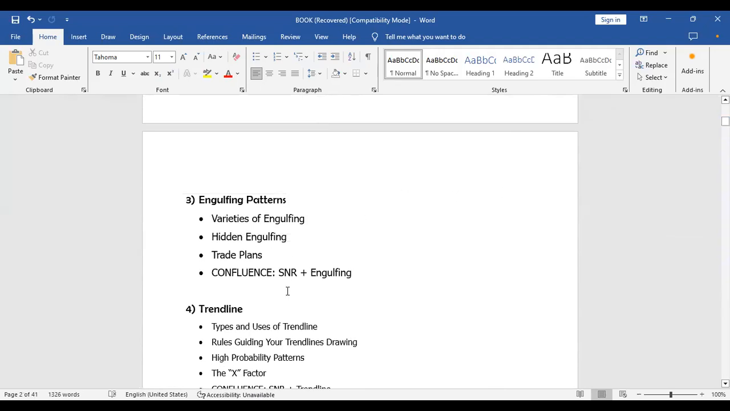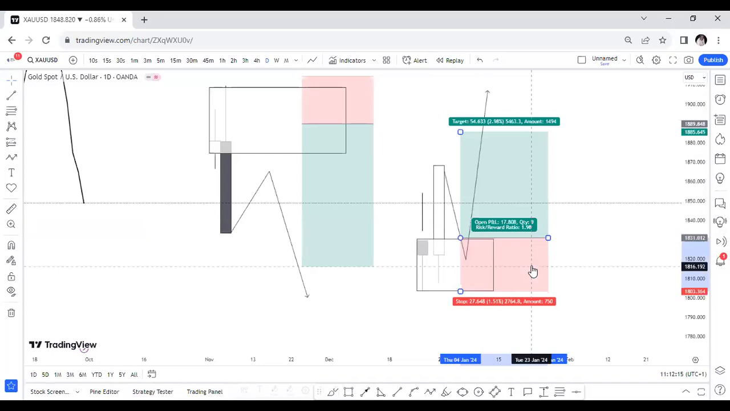hidden. We'll come back in part 2 to talk about the hidden engulfing and the trade plan, so we can round up on that module. So that is engulfing for you. That's engulfing for you. How to identify the zone. Then what else?